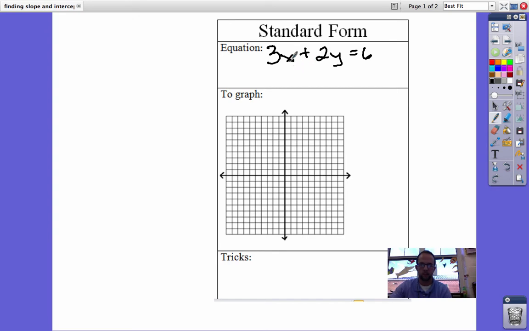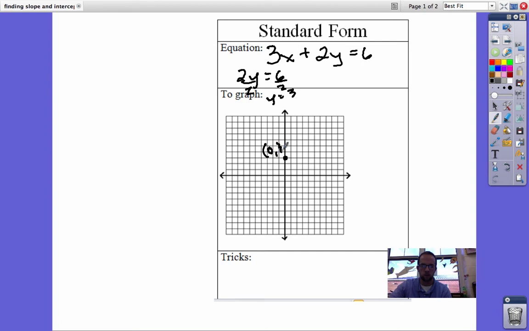In order to find the x-intercept, you plug in 0 for x into the equation. So there's 0 plus 2y. We're going to get 2y equals 6 if you plug in 0 for x. Divide both sides by 2, you get y equals 3. So my first point that I want to plot is (0, 3). 1, 2, 3. I'm going to put that there.